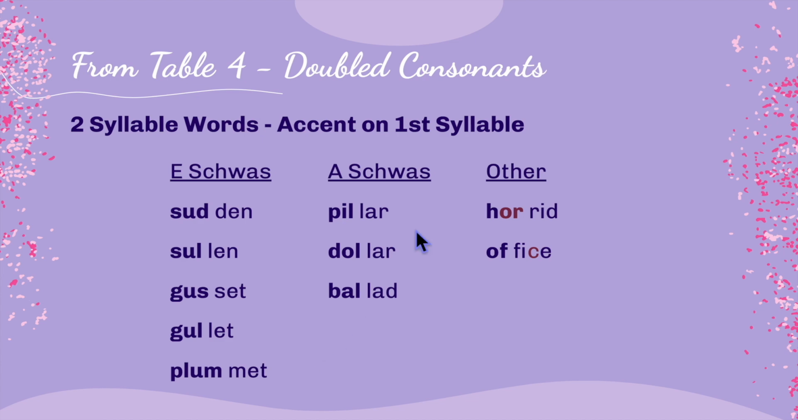In accented syllables, AR says R. In unaccented syllables, it could schwa, like at the end of these words. So we have pillar, so it's not pillar, it's pillar. Dollar, not dollar, dollar. So when these ARs schwa, it sounds more like an ER. Ballad. OR says or, so we have horrid.